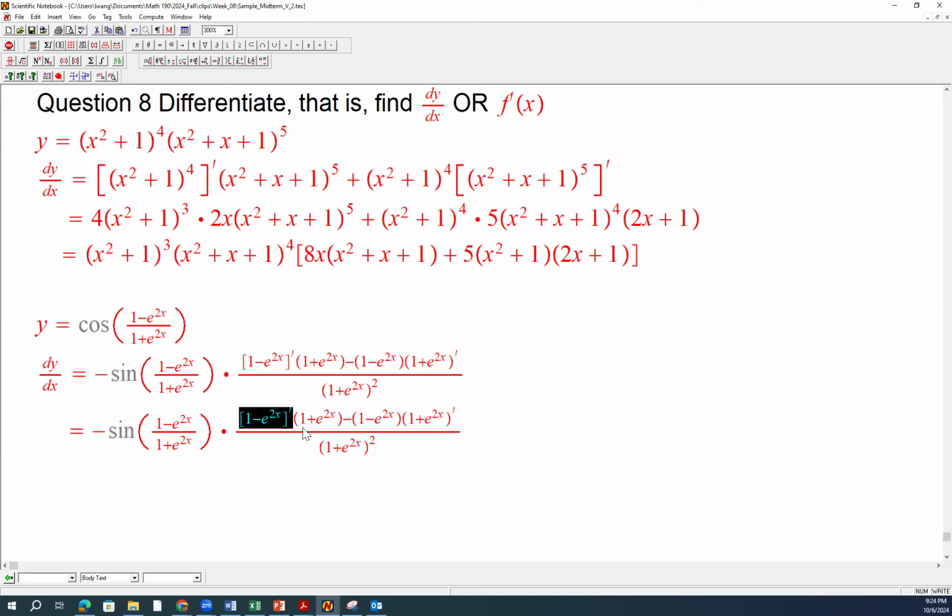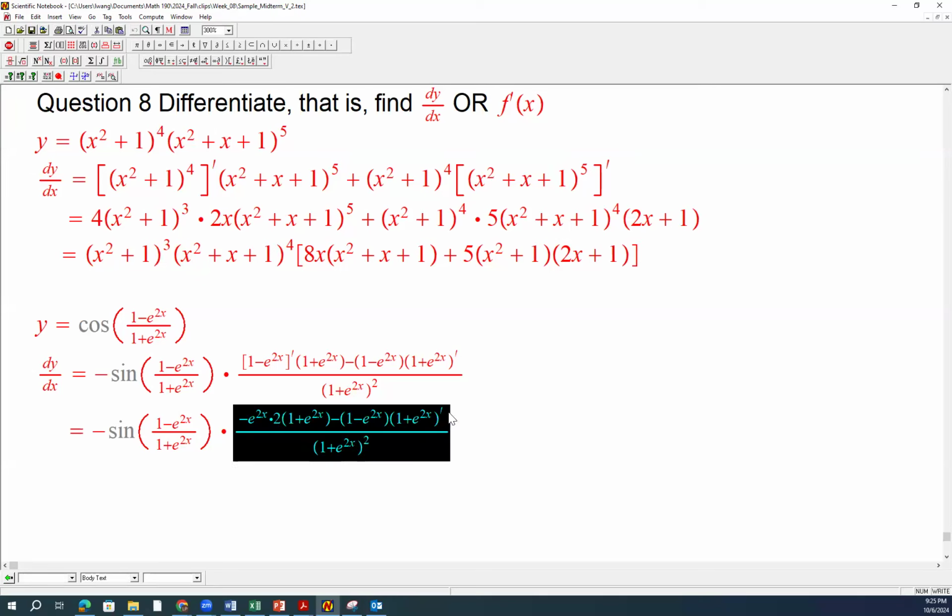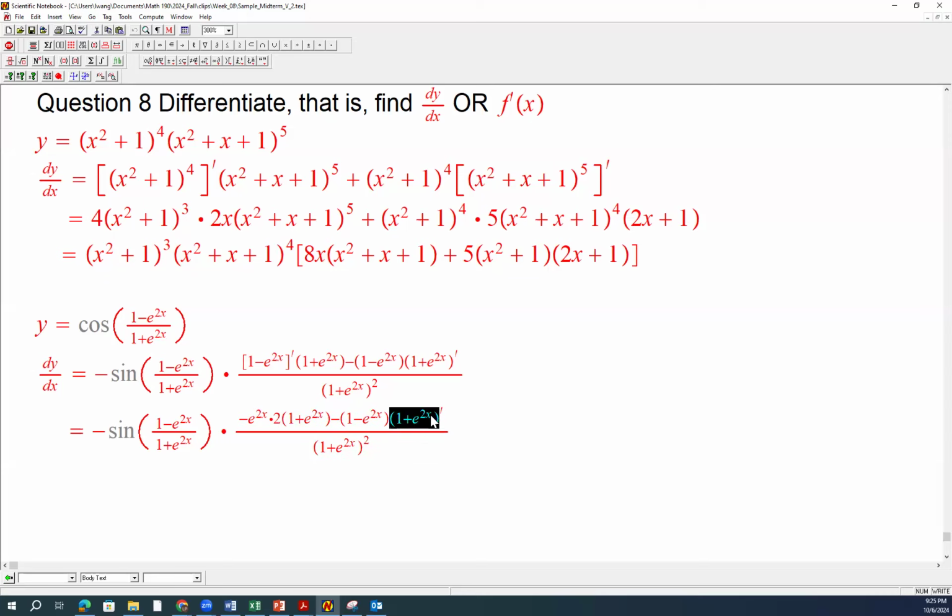Okay, so we're getting the derivative of 1 is 0, so this is going to be e raised to the power of 2x and then multiply by 2. Okay, subtracting e to the power 2x. The derivative of e to the power 2x is e to the power 2x times 2. On this part, the same thing, except it's e to the power 2x, right, times 2. Times 2. Okay.